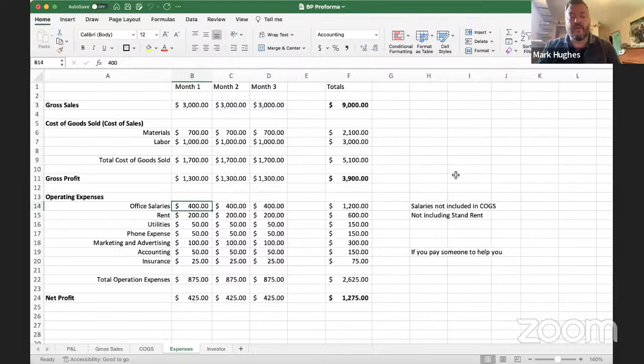If you are working for 80 hours to make or buy or sell your product, then you would pay yourself under cost of goods sold.